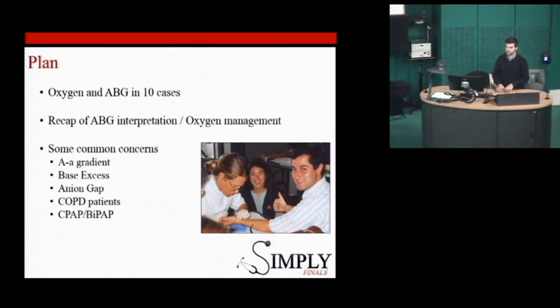So tonight we're going to go through oxygen and ABG in 10 simple cases, hopefully going through everything in terms of the simple interpretation that hopefully you all know already. A few of the common concerns, such as the AA gradient, base excess, anion gap, COPD patients, which everyone seems to get confused with, and non-invasive ventilation.